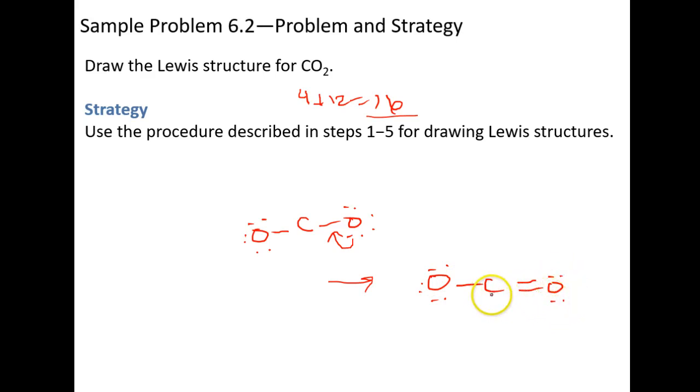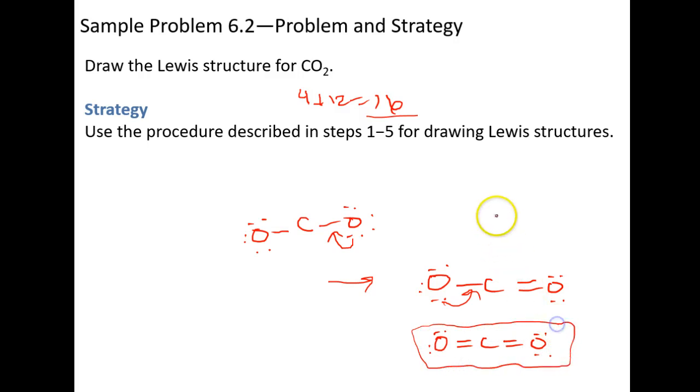Notice my oxygen's still not octet. So what do I do? Do I take a lone pair off of here and make a triple bond? Yes, you could. Or do I take a lone pair here and make a double and a double? Well, if I do this, remember the last slide I told you, you want to make your molecule as symmetrical as possible. So this is the more correct way than this way, though it's not incorrect.